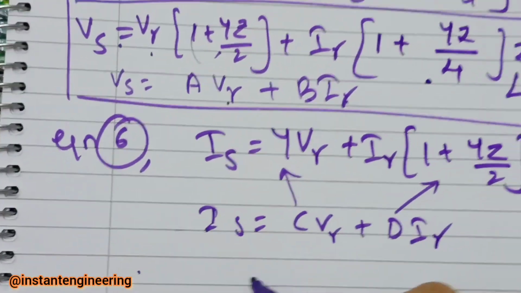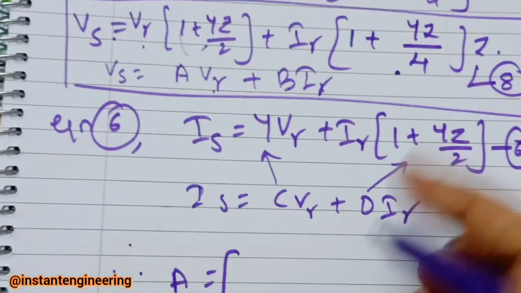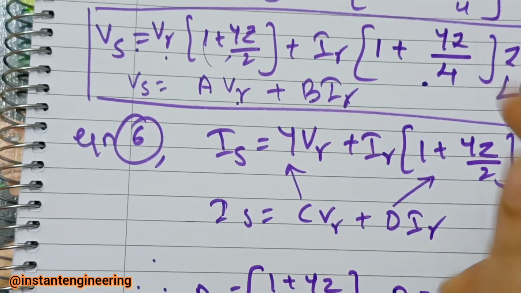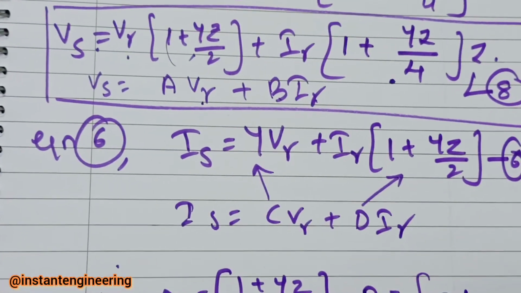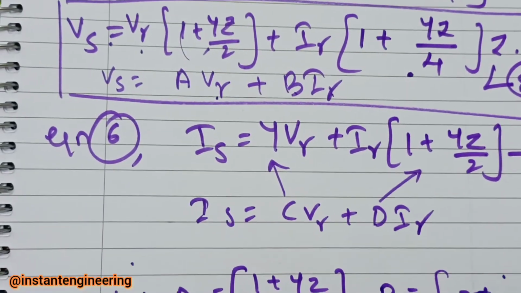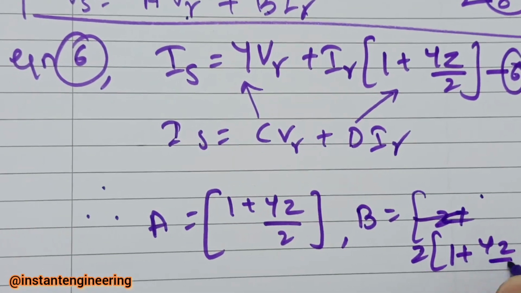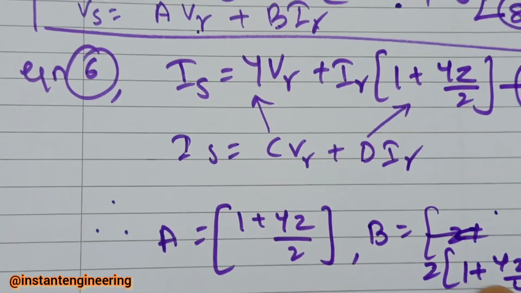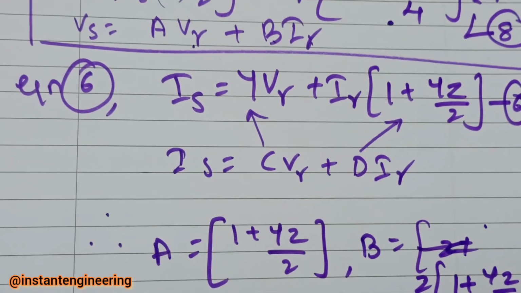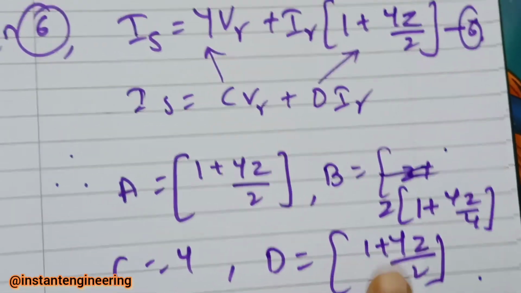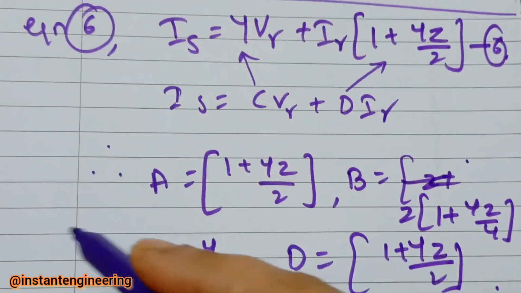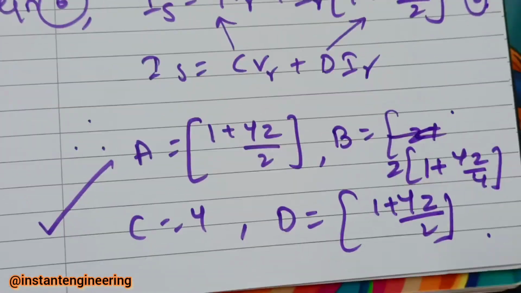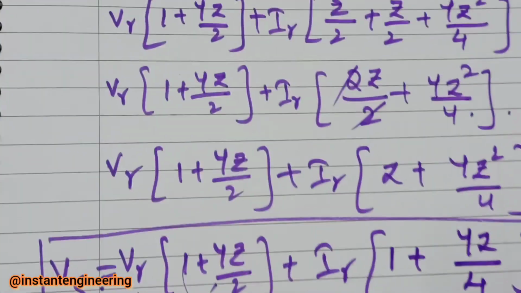So from this, A value is 1 plus YZ by 2. B value is this whole thing, Z into 1 plus YZ by 4. C value is Y. D value is 1 plus YZ by 2. So this is D value. This is how you will derive ABCD parameters for a nominal T network. I hope this is clear. This is how you have to derive.